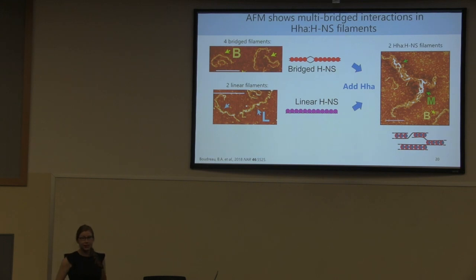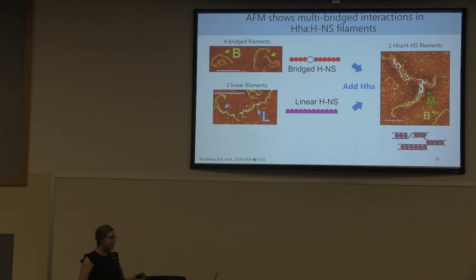Okay, so I spent a long time staring at these images, this example and other ones. What is going on? What is this filament? And what we determined at the end was that HHA was facilitating lots of bridging events, so a multi-bridge filament, which I'm showing with this cartoon down here, where the DNA in the black can be interacting with different oligomers of these H&S-HHA complexes. And so all these different interactions can facilitate formation of a bridge complex with more than two DNAs in them.